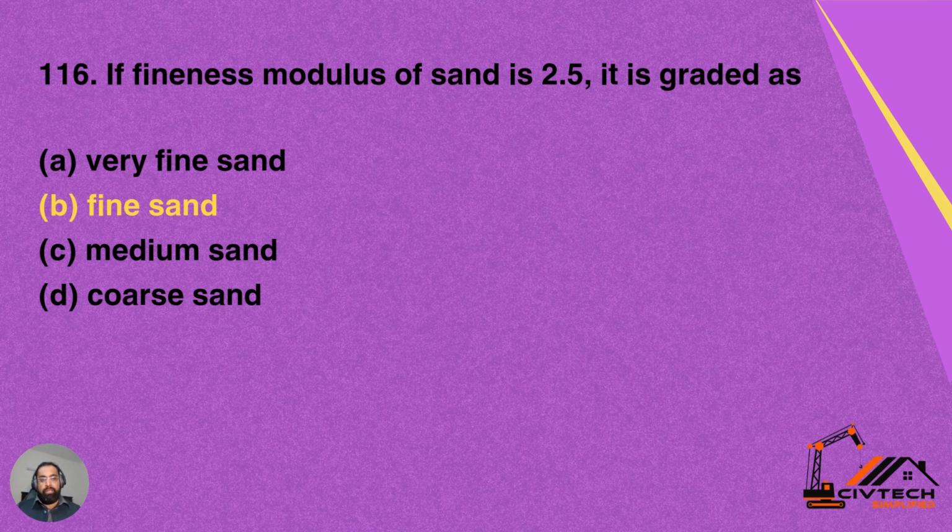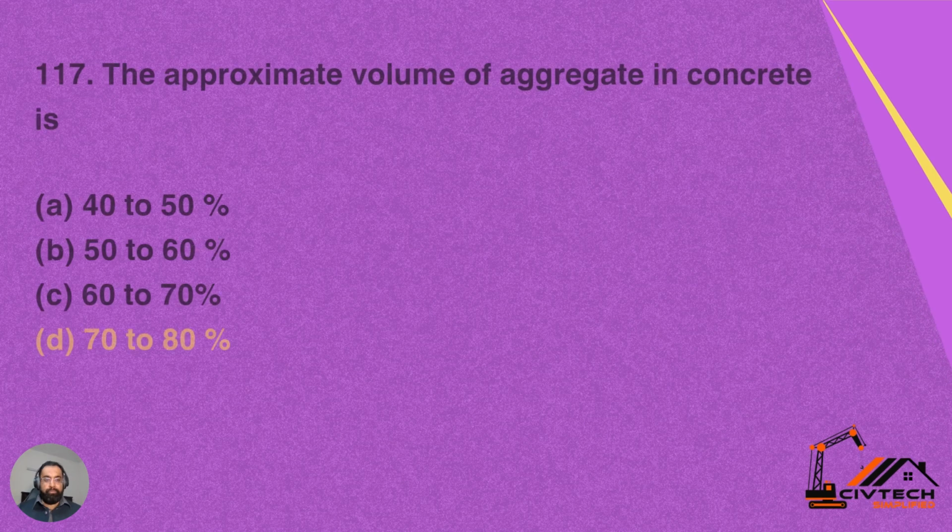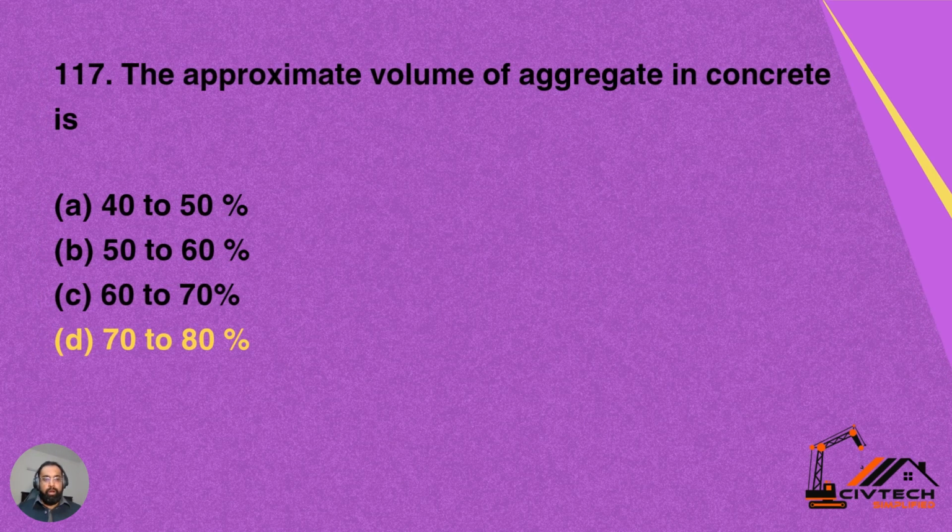116. If fineness modulus of sand is 2.5, it is graded as. Option A, very fine sand. Option B, fine sand. Option C, medium sand. Option D, coarse sand. So if the fineness modulus of sand is 2.5, it is fine sand. Option B is the correct answer for this question.